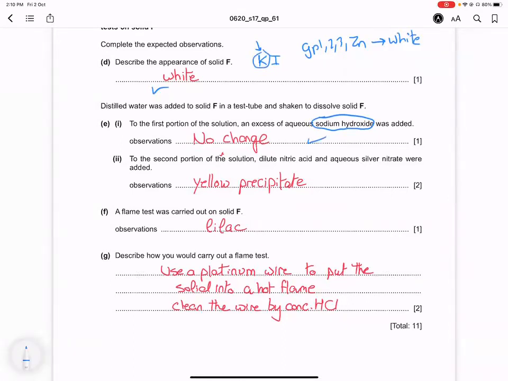To the second portion, he added aqueous silver nitrate after adding nitric acid. Silver nitrate is the test for halides. Since we have one of these halides, which is iodide, the result will be yellow precipitate. Chloride gives white precipitate, bromide gives creamy precipitate. Flame test was carried out on F, which contained potassium ions. Potassium gives lilac flame.